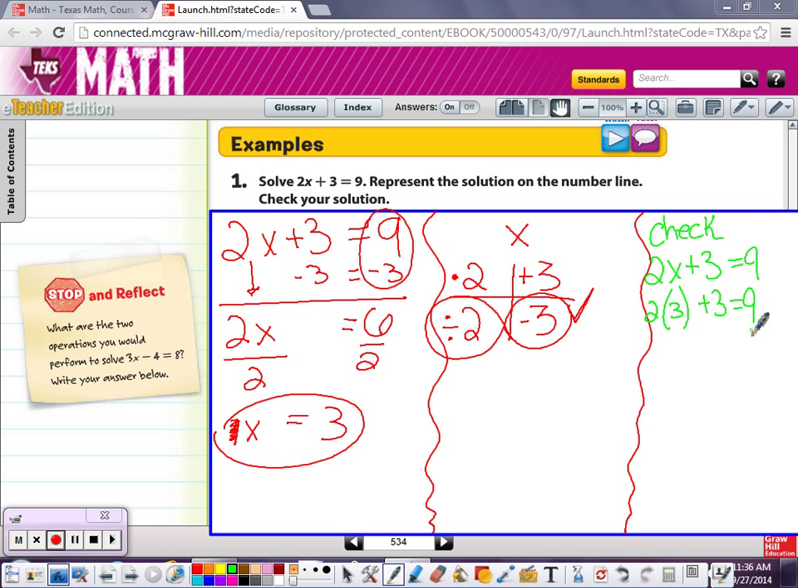Now I'm going to go ahead and just follow the order of operations over here on the left-hand side. I have multiplication and addition. I know multiplication comes first. 2 times 3 is 6, plus 3 equals 9. Now I have one step, 6 plus 3. Well, 6 plus 3 is 9. 9 on the left equals the 9 on the right. This is a true statement, which means that this is a right answer.